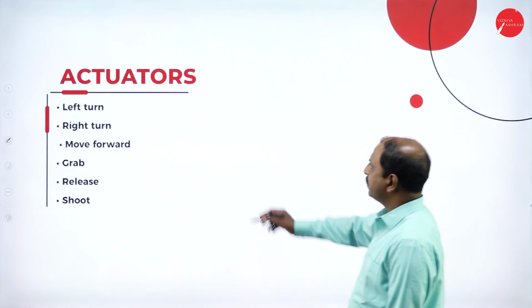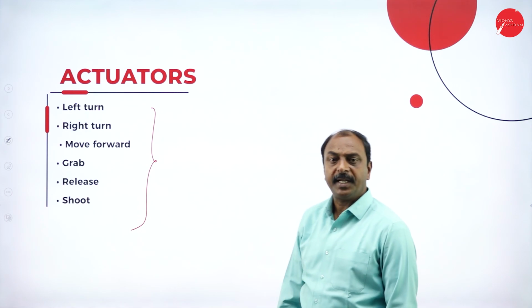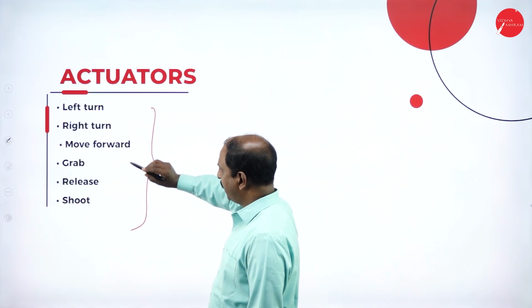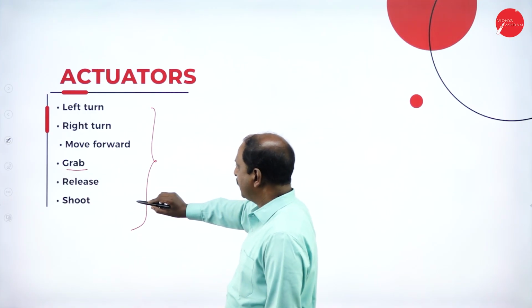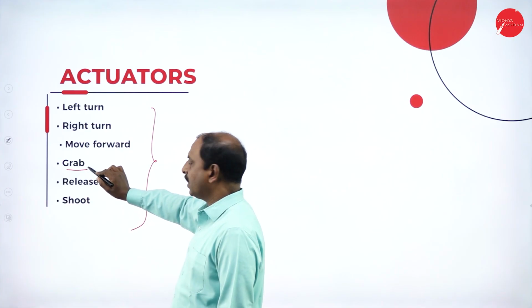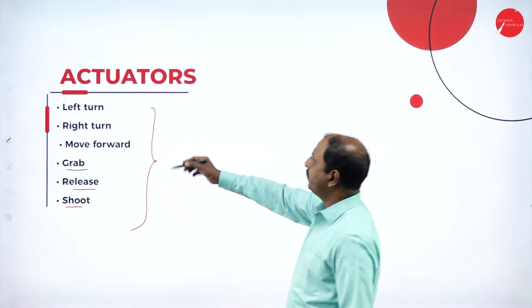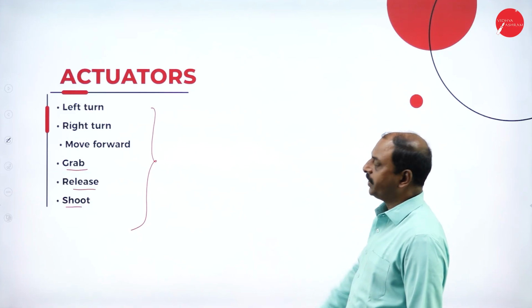Now let us see what the actuators, or the actions, that can be performed by an agent are. One is turn left, he can turn right, and he can move forward. He can also grab, gathering or collecting the treasure or the gold, and release and shoot. So these are the different actions that can be performed by an agent through actuators.